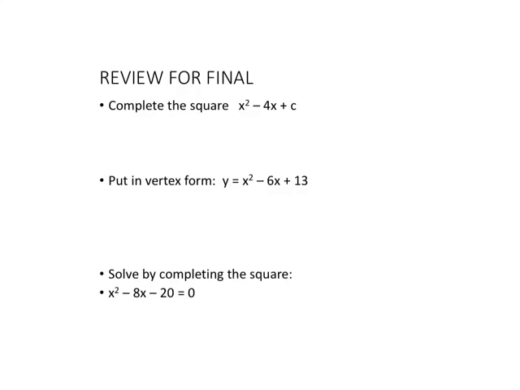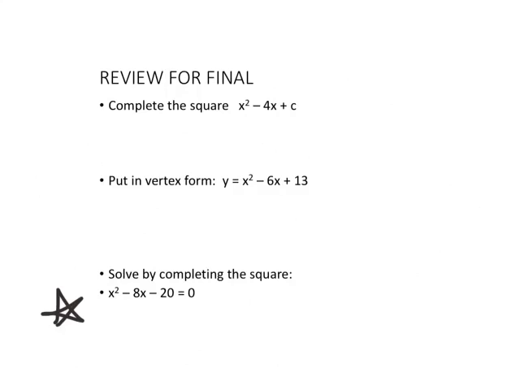Alright, the next skill in our Chapter 10 final review is going to be working with the completing the square method. Before we get into solving by completing the square here on number 3, let's go ahead and do a couple problems here at the beginning that involve the process of completing the square. Number 1 says complete the square. In other words, we're trying to find the number that belongs on the end that would make that what we call a perfect square trinomial.